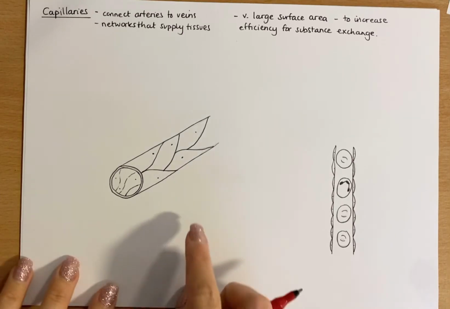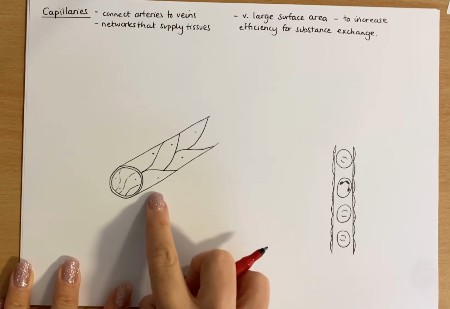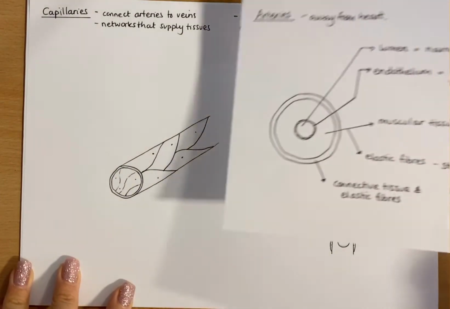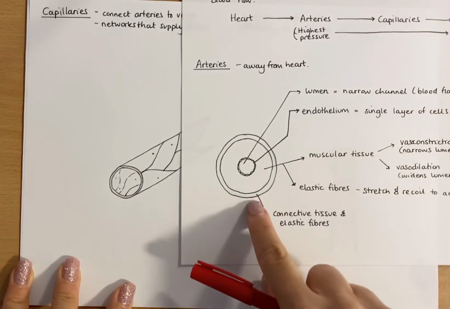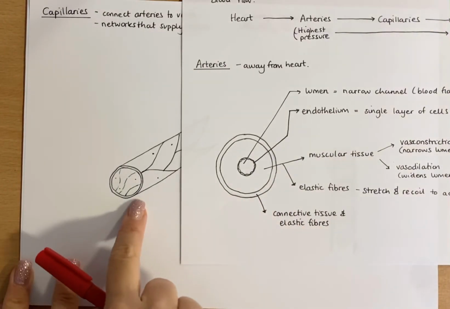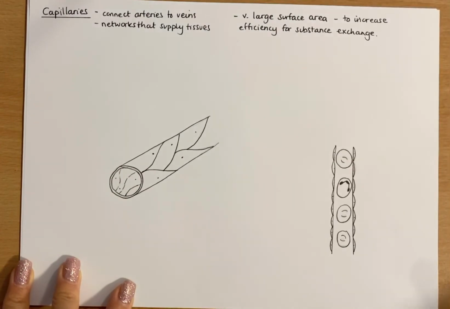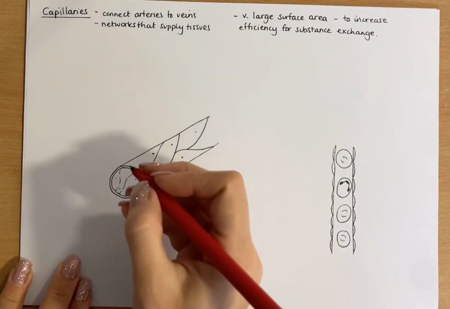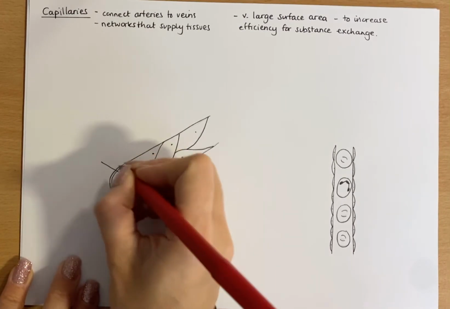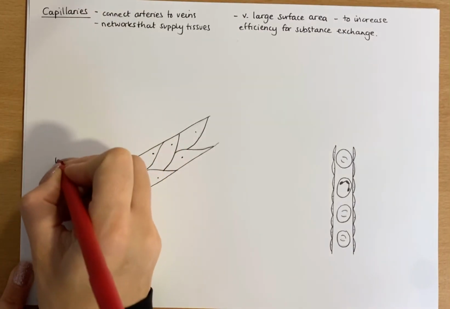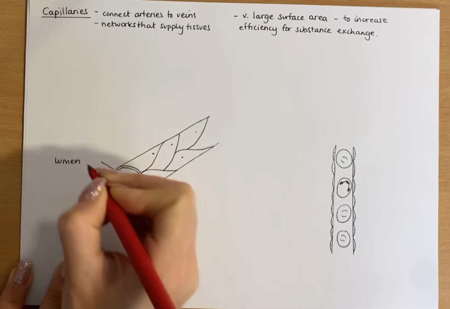So if you look at the structure of a capillary, this is actually far more zoomed in than the artery over here. This is much, much larger. This is actually microscopic now. So we're far more zoomed in than we would be for the arteries and the veins. Now, just like the artery, you have a lumen, which is just that area for the blood to flow through.